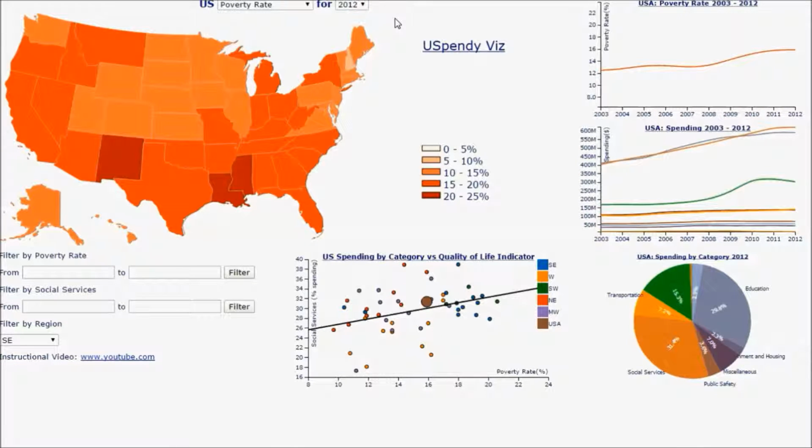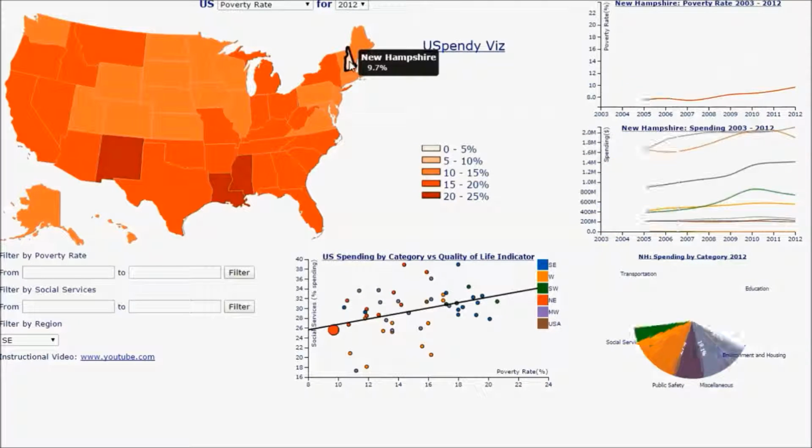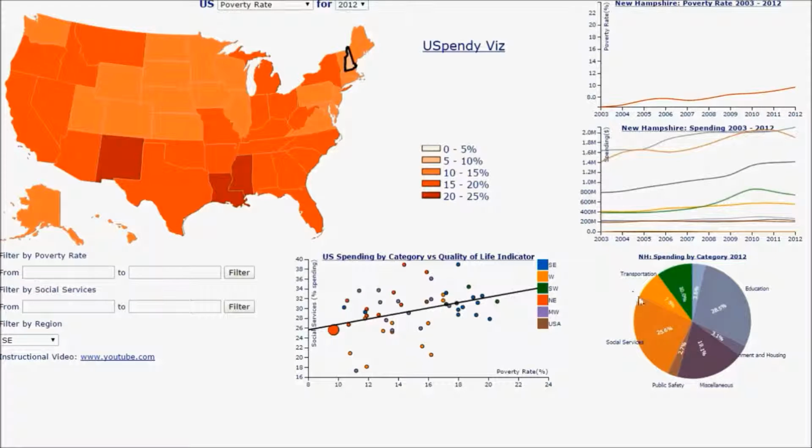So what questions might we want to answer with this visualization? Well, for starters, let's take a look at what the bulk of spending for individual states is. So a state like New Hampshire appears to have a very small poverty rate, so let's take a look at how they spend their money. Looking at the pie chart over here, we can see that the bulk of spending in New Hampshire is on education at $2,112,961,000.